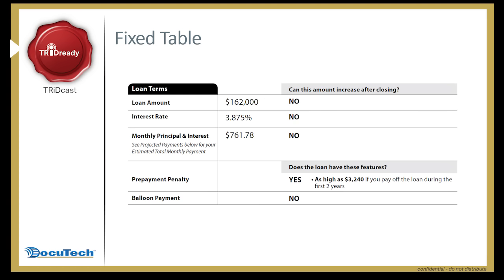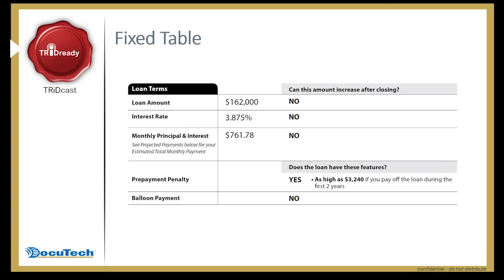The next piece of information is the interest rate. Here in this example, you can see it's 3.875%. We're rounding out to 3 decimals as instructed by the CFPB for a loan with an interest rate of this type. The next thing that we're going to disclose is the monthly principal and interest amount.